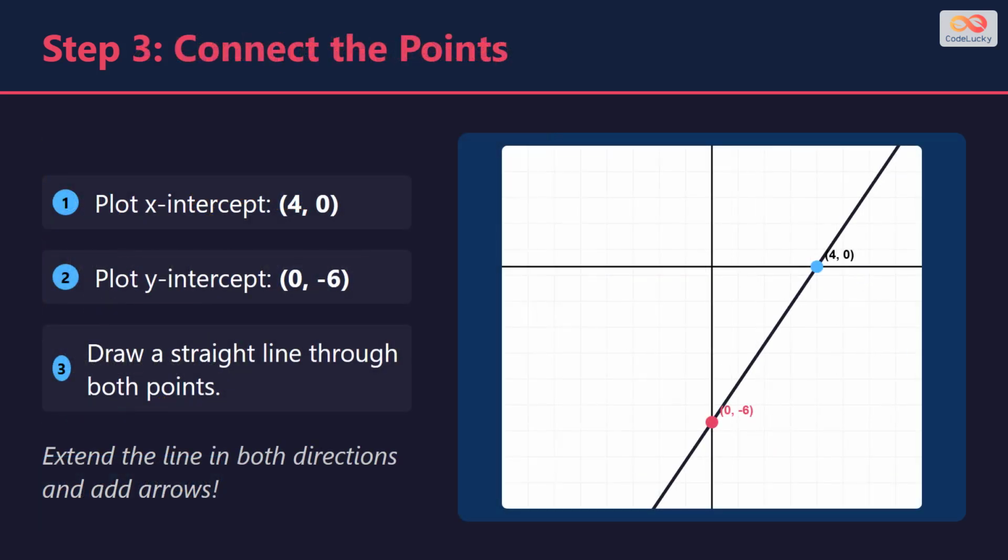Step 3 is the fun part. We simply plot our 2 points on the coordinate plane. We place a dot at 4 on the x-axis and a dot at negative 6 on the y-axis. Then, we take a ruler and draw a straight line passing through both points. That is our graph.